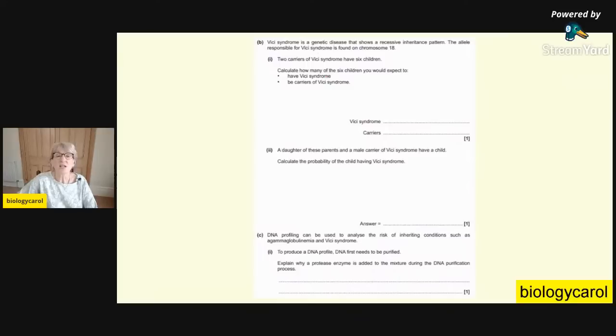Veitch syndrome is a genetic disease that shows a recessive inheritance pattern. Notice this is nothing about it being sex-linked. This is just recessive. The allele responsible for Veitch syndrome is found on chromosome 18. They're telling you it's not sex-linked. Chromosome 18 is an autosome. Only chromosome pair 23 are the sex chromosomes. Two carriers of Veitch syndrome have 6 children. Calculate how many of the 6 children you would expect to have Veitch syndrome.